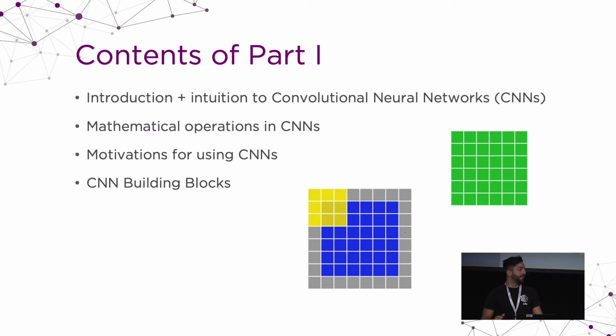We're going to talk about the mathematical operations involved in CNNs, so understanding what a convolution is, and how it fits in the context of a convolutional neural network. And we're then going to talk about the motivations for using CNNs. Why are they so useful? Where do they fit in the deep learning pipeline? And then we're going to look at how a CNN can be thought of as a building block. So the image that we have here, hopefully by the end of this talk, will start making sense to you.